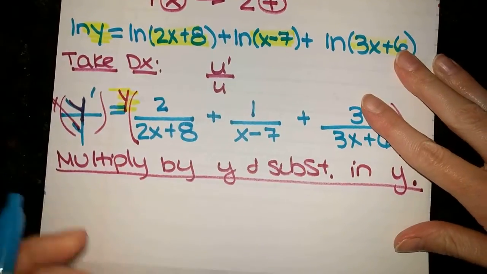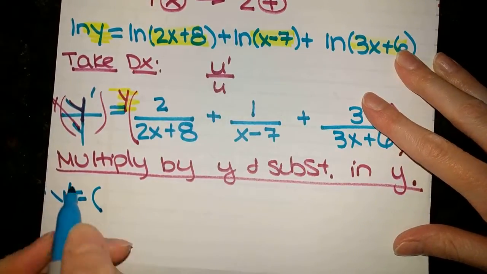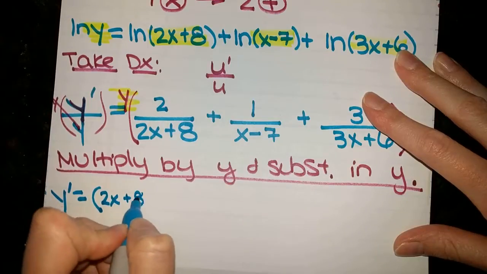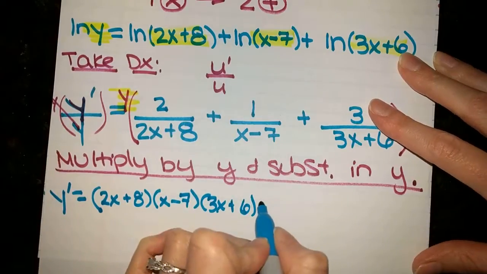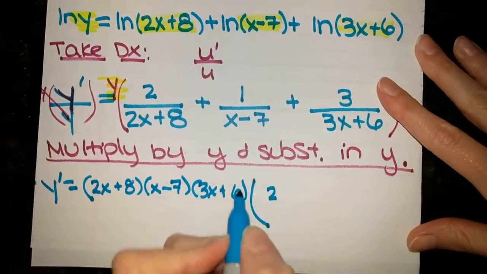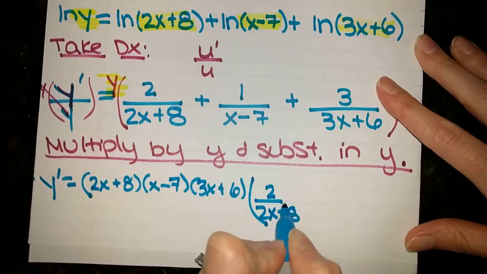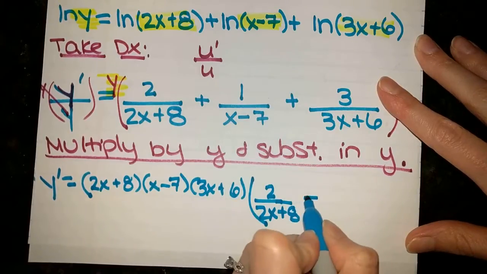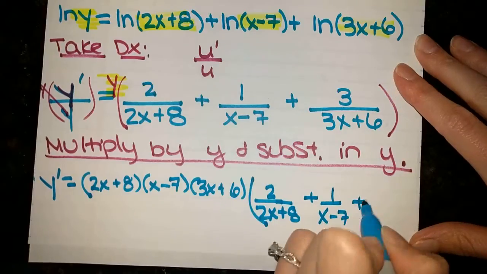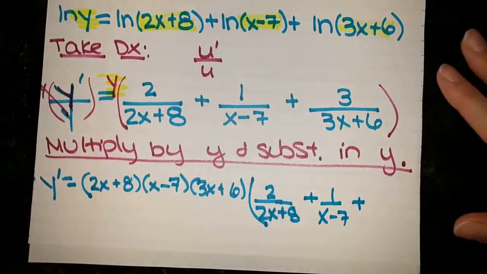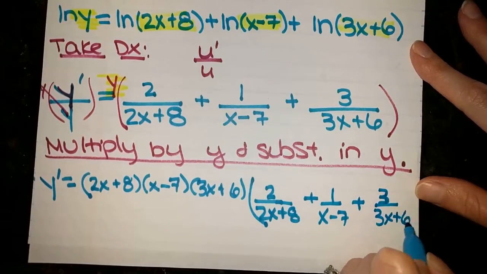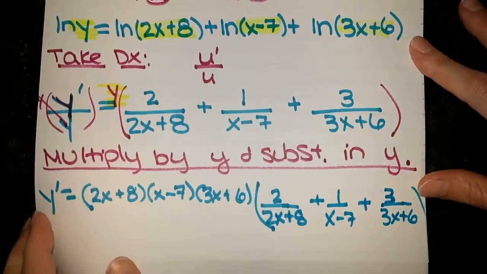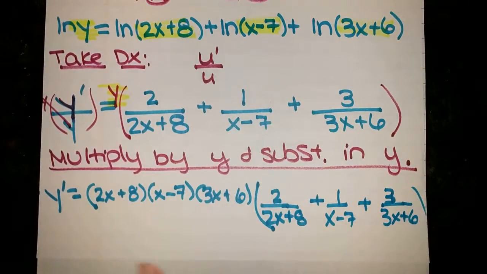So we're going to have y prime is equal to, and then I substitute in my little y, and I write as small as I can so I can try to get this on one line. 3x plus 6, okay? And then I'll multiply that by the 2 over 2x plus 8, which could reduce to 1 over x plus 4. And then plus 1 over x minus 7, plus, and this could reduce to 1 over x plus 2 if you factored out a 3 from both sides, or we can just leave it like this, and that's fine as well. So that would be using log differentiation, and if you FOILed all of this out, you would get the same answer when you FOIL it at the beginning.